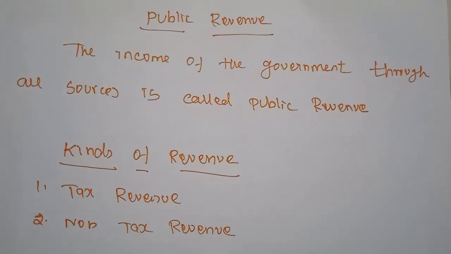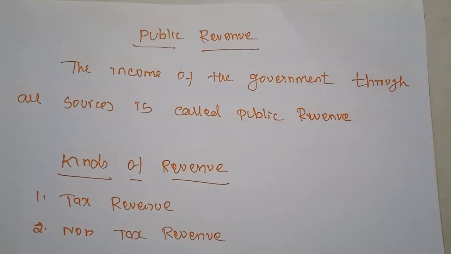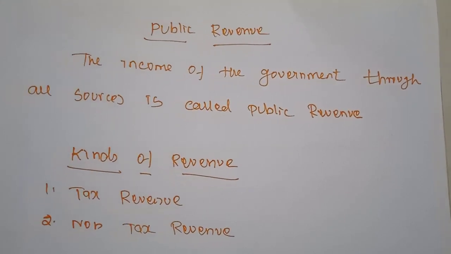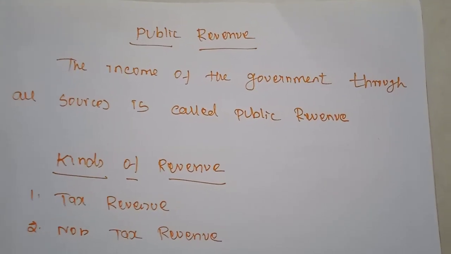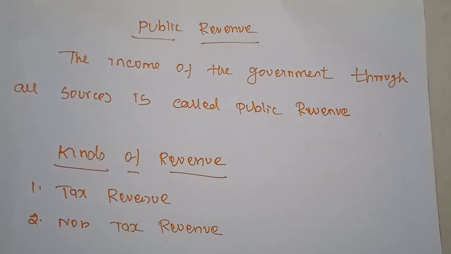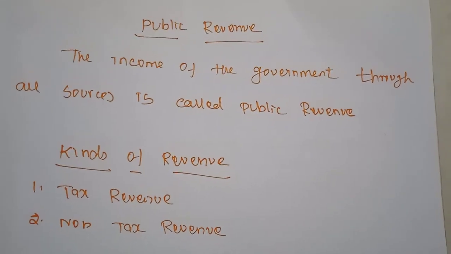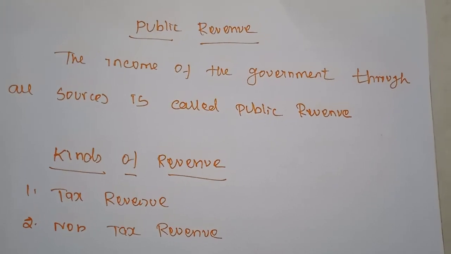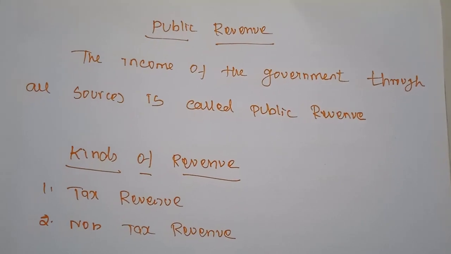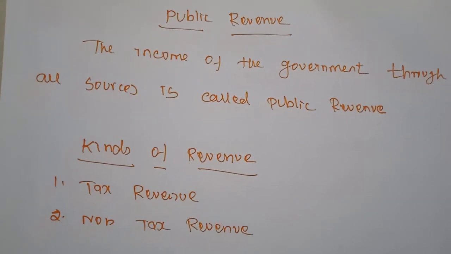Simply, if you want to know the meaning of public revenue, the income of the government through all sources is called public revenue. If the governments are making many efforts and earning more income through all sources, that is called public revenue. From these sources, if the governments are earning or have the possibility to earn income, all those incomes are considered public revenue.